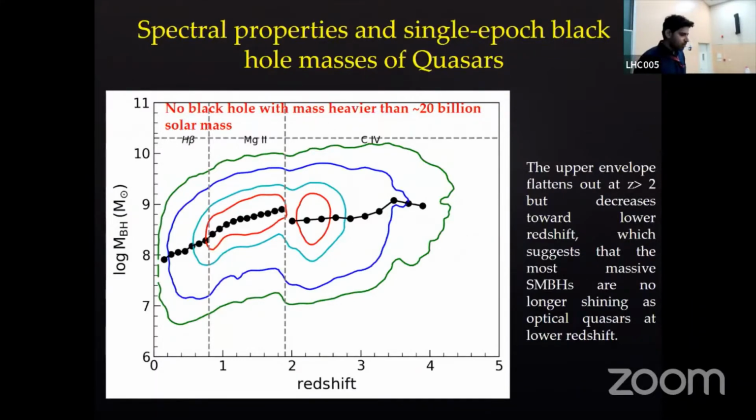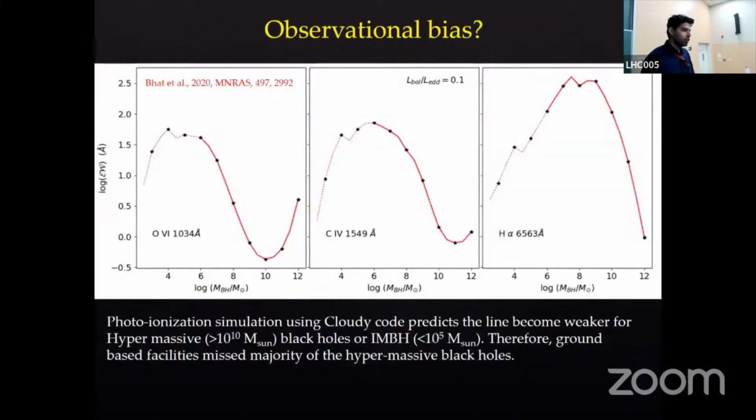So is there any observational bias again here? Look at this photoionization simulation using the Cloudy code. This predicts the line equivalent width in units of Angstrom along the y-axis, and along the x-axis we have the black hole masses, for different emission lines. What this plot shows is that if the black hole mass is beyond, let's say, 10 to the power 8 or so, the line strength or equivalent width decreases. So that means if you go for a heavier black hole mass, the line strength is so small that you cannot detect it using the existing telescopes.